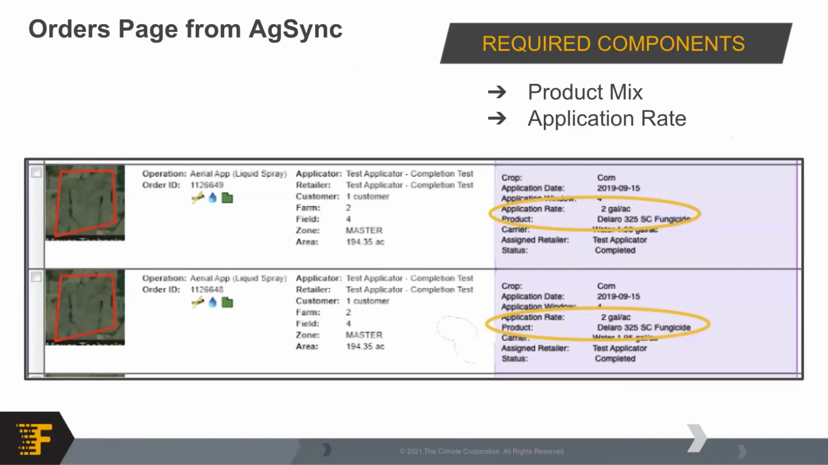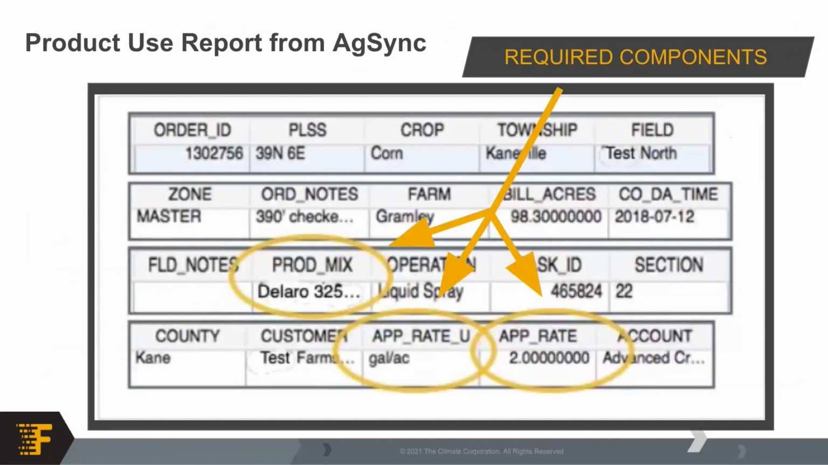Next slide, Jay. And here is a post-application product use report. Once again, just another confirmation that if this is all filled out appropriately, then it's safe to assume the shapefile you'll be receiving from your co-op will also contain that information. Once again, here's the location of where they're at, and we have them circled. The product mix shows Delaro 325 SC fungicide. The application rate unit is gallons per acre, and the application rate is 2 gallons per acre. So if you see these populated in that product use report post-application, you can be confident in that shapefile you received from your co-op to come into that application tab and not the imported shapefiles tab.